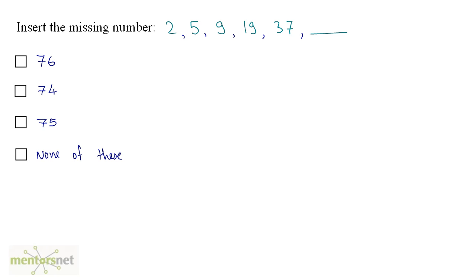Finally, complete the following series. Let us try taking the differences between the consecutive numbers in order to solve this problem. So 2 plus 3 gives you 5, 5 plus 4 gives you 9, 9 plus 10 gives you 19, and 19 plus 18 gives you 37. So we are not getting a pattern anywhere here. So let us cancel that. Let us try something else.